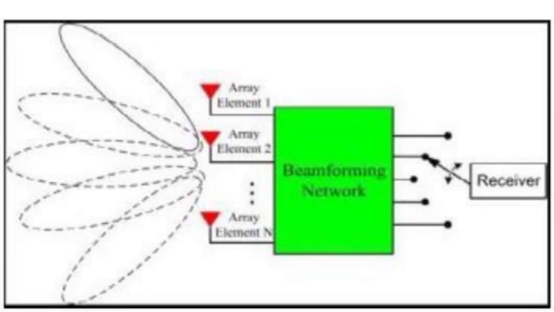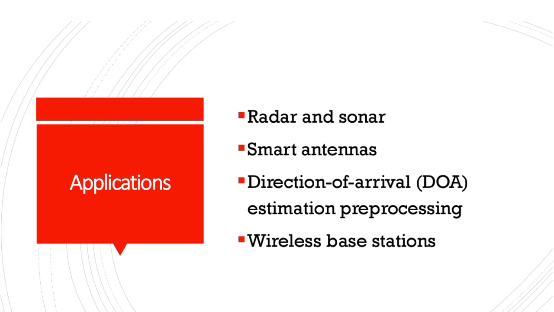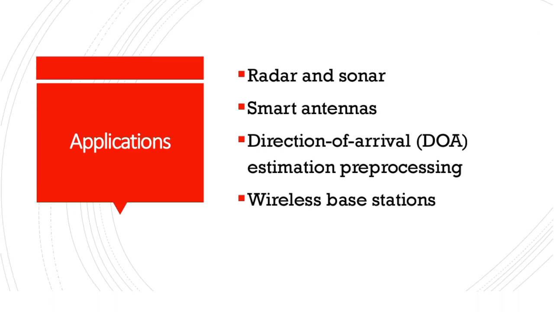This is the real-time application of sample matrix inversion. See the antenna elements we have to take. In that beamforming network, based on your antenna elements, you have to adjust the weights using the Wiener solution. What are the applications of sample matrix inversion? The first is radar and sonar systems, which effectively enhance the desired signal using adaptive beamforming. In adaptive beamforming, one of the main techniques is sample matrix inversion.